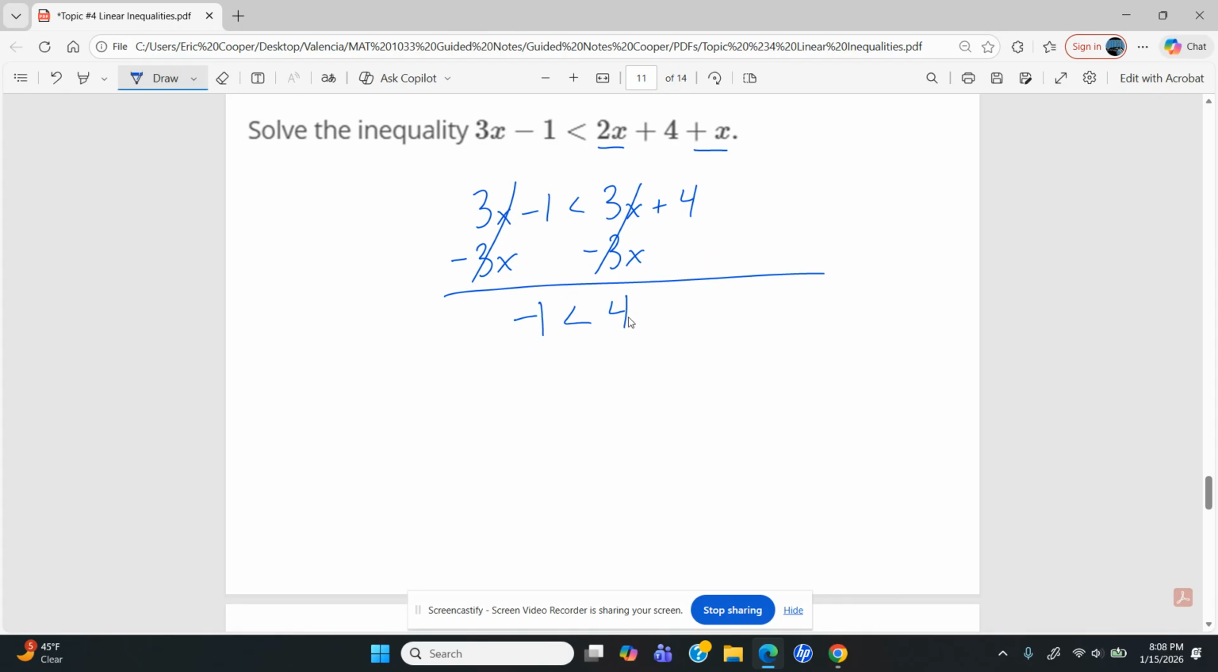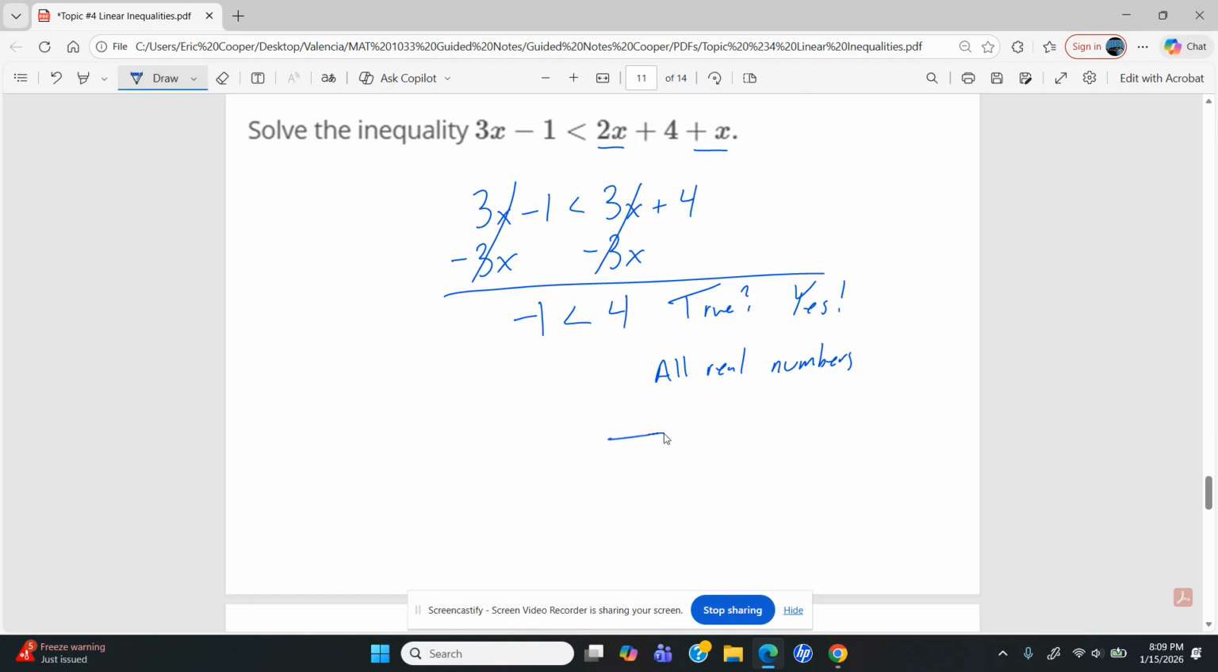And so now I have to ask myself, is this a true statement? Is negative 1 less than 4? And in this case, the answer is yes. Negative 1 is less than 4. So if that happens, if you cancel out the variables and you get a true statement, then that means any value for x will make this true, which means your answer is all real numbers.